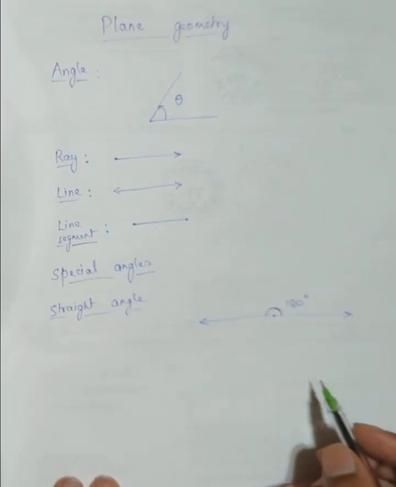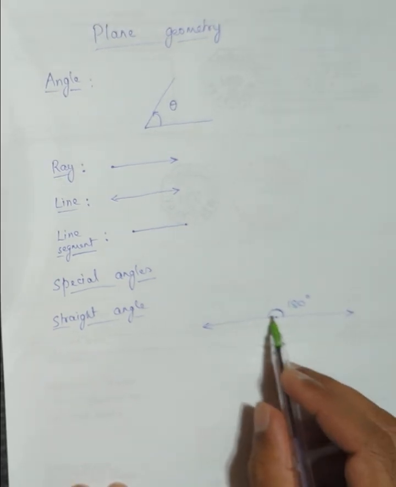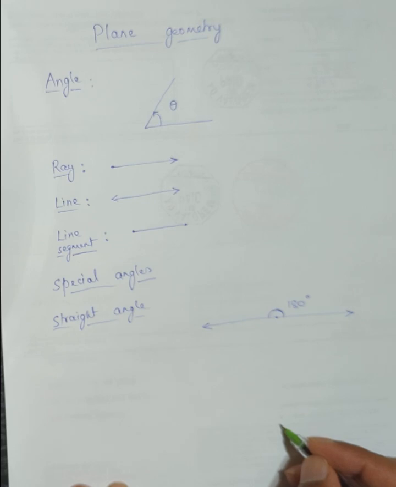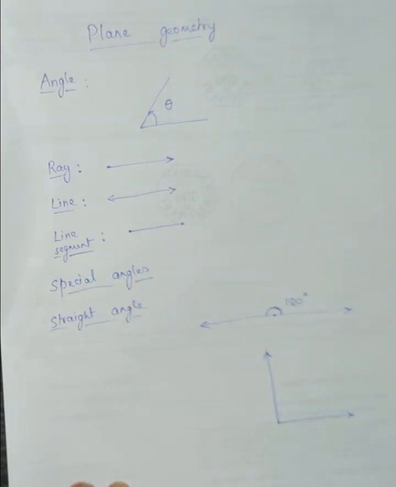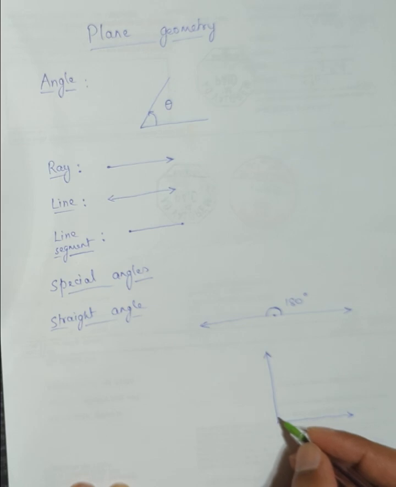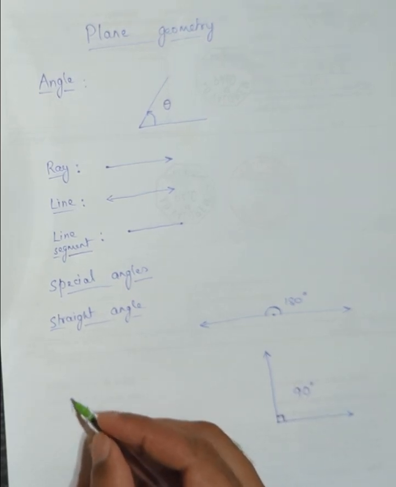And another special angle is where the rotation is not as much as that, but only half as much. So if this is your first ray, you're not rotating it all the way in the opposite direction, but you stop at exactly half the value. And half of 180 degrees is 90 degrees. A 90 degree angle has a special symbol. We use this square box to denote a 90 degree angle. And it's called a right angle.